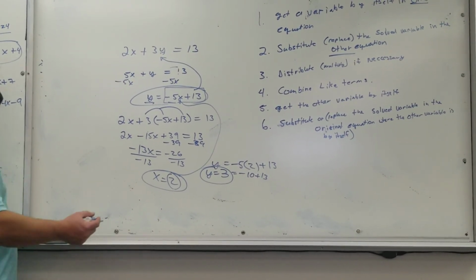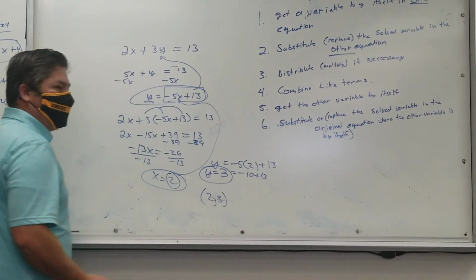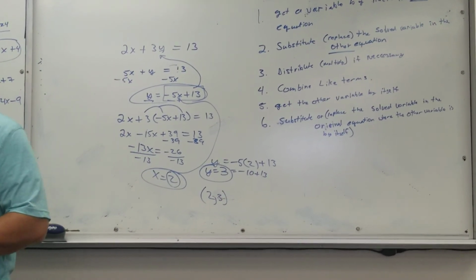So what's my answer? How should my answer look? It should look like a point that they cross. 2, 3.